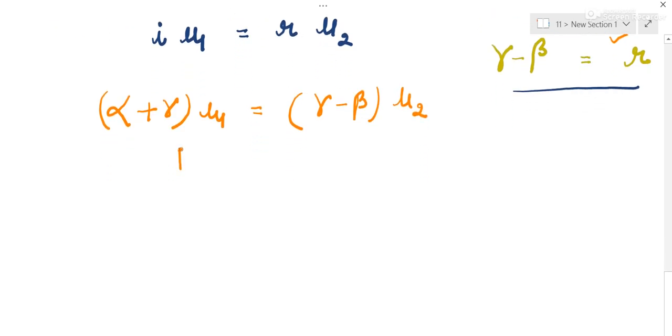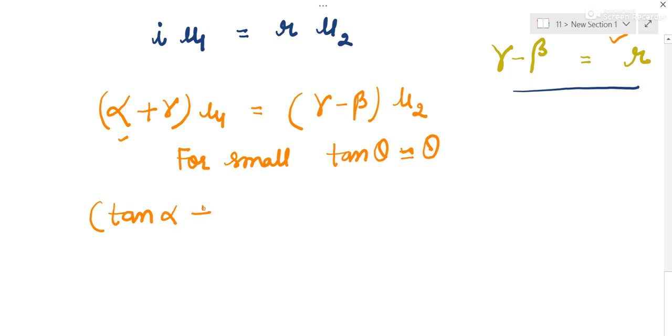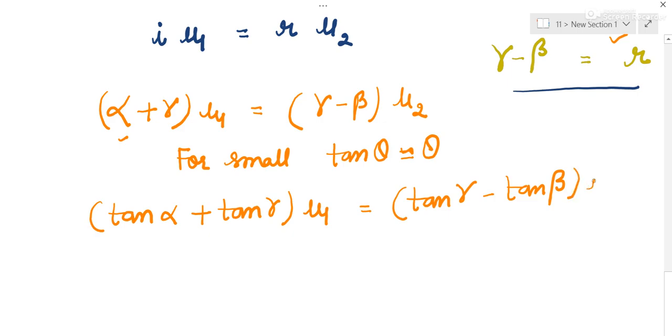Now again we will use something which is for small angles. Tangent theta is also approximately theta. So I will write tangent alpha, next tangent gamma, then mu 1 is equal to tangent gamma minus tangent beta, then mu 2. So this is tangent alpha, tangent gamma, tangent gamma, tangent beta, mu 2. These things I have written.